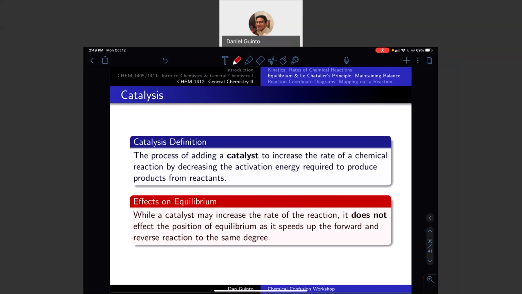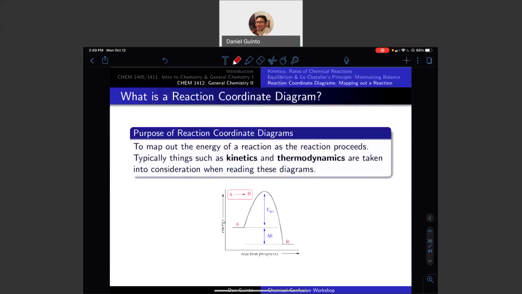That's all it does with equilibrium. It only affects the rate at which the reaction happens, not whether it favors a product or a reactant. And we'll look more into that when we talk about reaction coordinate diagrams. So speaking of which, that's actually our next section.